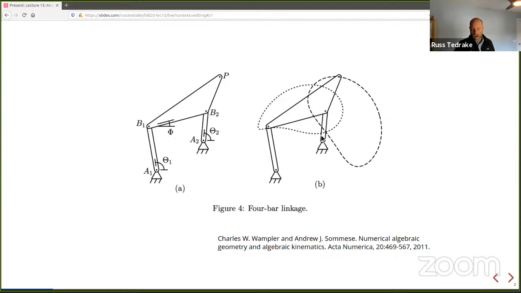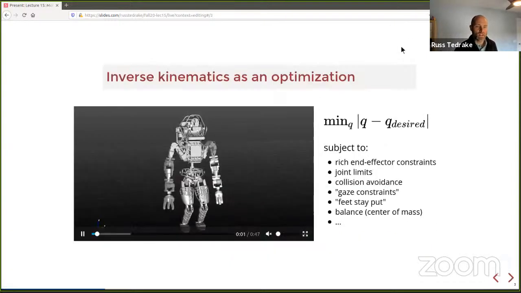In general, you're trying to solve for some joint angles, and you might have many combinations of complex constraints that could be Cartesian or SE3 constraints. You might have collision avoidance constraints. You might have joint angle constraints, right? It's very much still an inverse kinematics problem of taking those world space constraints and turning them into joint angles, but there's a richer form of it. And we use this heavily in our humanoid robotics work.